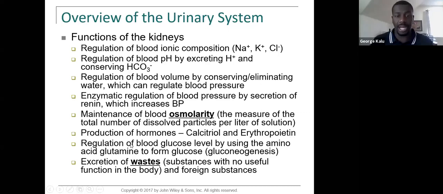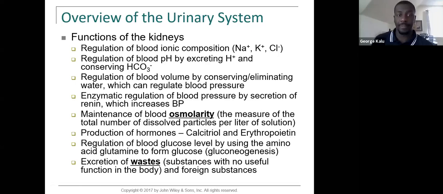There is regulation of blood glucose levels, and so the kidneys are actually able to produce extra glucose using glutamine as an amino acid. And then the last thing is it's going to be able to excrete lots of waste. Anything that's not useful for the body or any foreign substances are going to end up getting excreted as the urine.